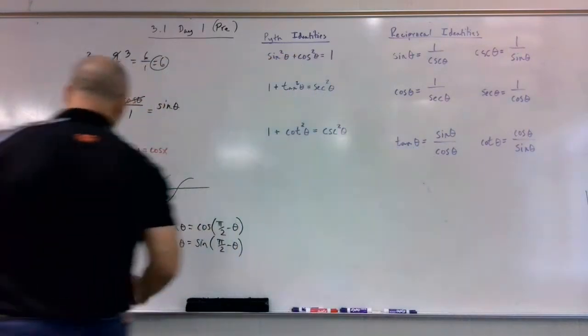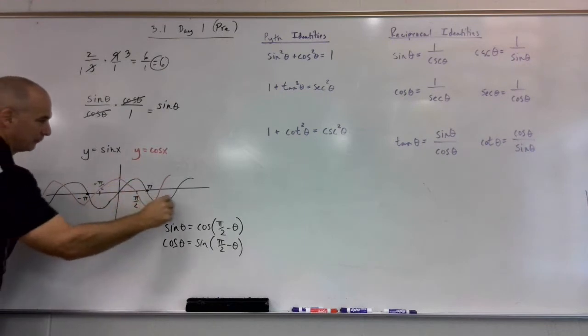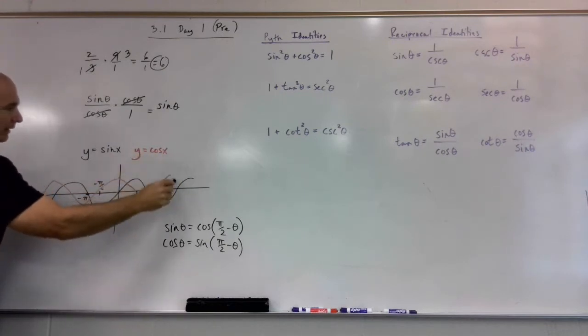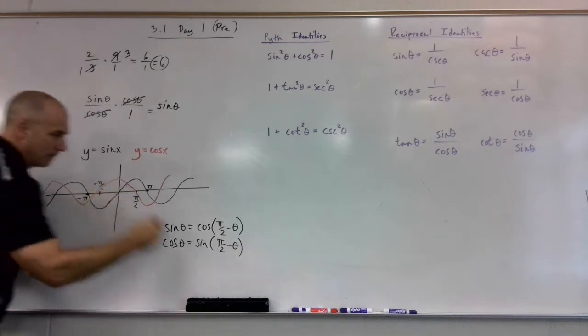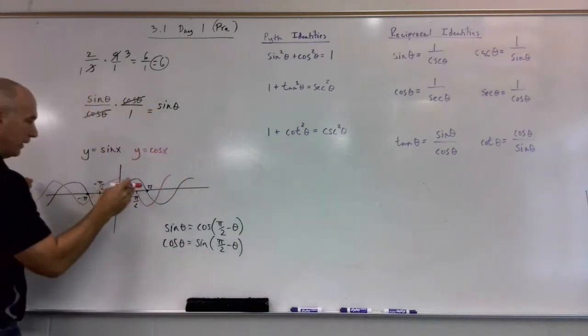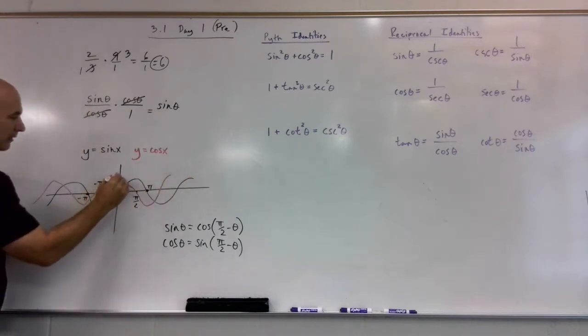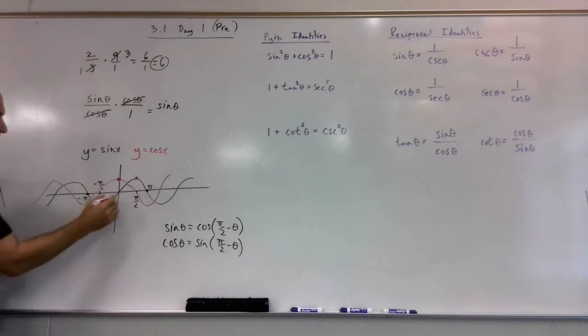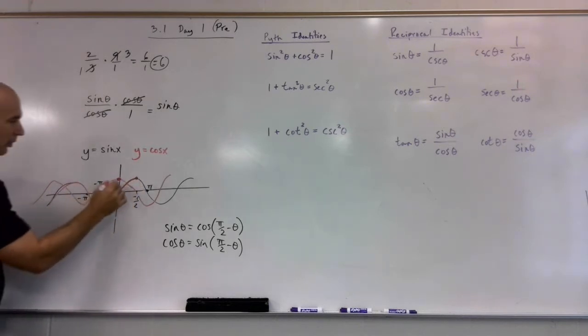For example, notice I got y equals sine is right here. Y equals cosine is the red one. And if you notice, if I just take this red one and I move it over 90 degrees this way, you will notice that this spot will go to this spot, and then literally they will be the same line.